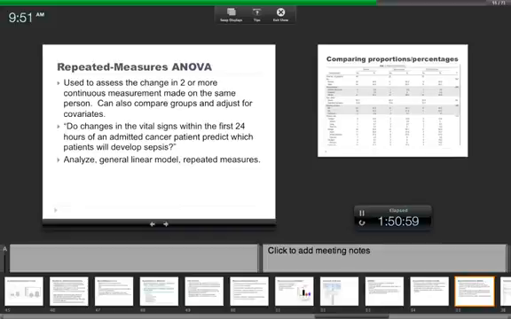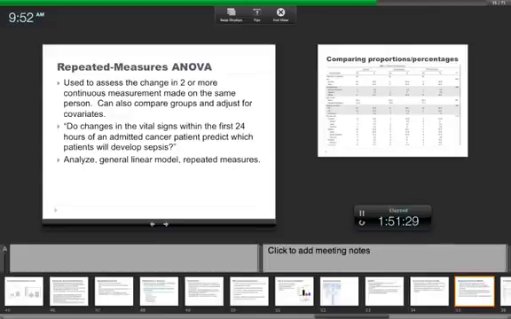Repeated measures, similar to the t-tests. They have the matched data situation. For ANOVA, you also have the repeated measures situation. For example, if you have a before and after type of data set, you can apply this.